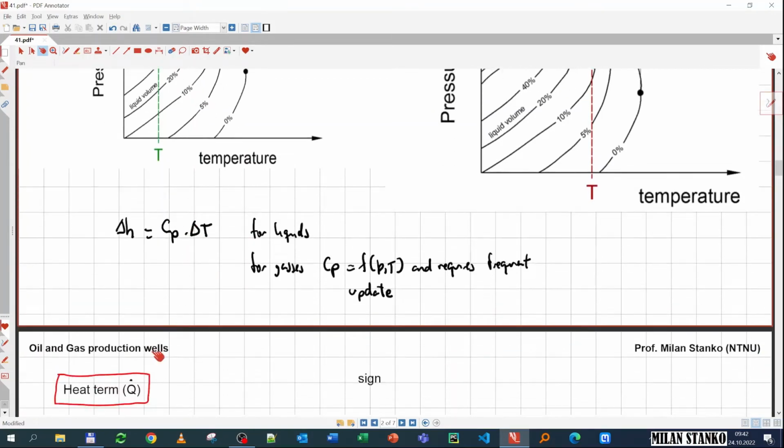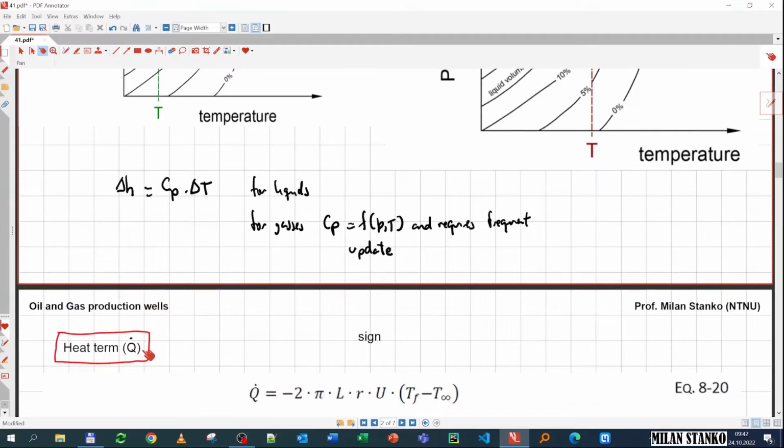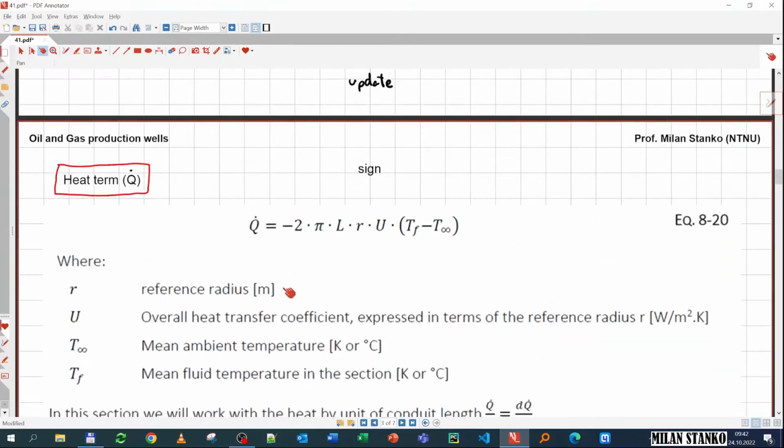So let's go now to the heat transfer term, the Q dot. And the Q dot term is typically expressed like that. We have an area, which is the length times the perimeter of the pipe, 2 pi r. This I is a reference radius. It could be, for example, the inner radius of the tubing, which is often used, but in theory it could be any radius that I want. Then we have the delta temperature, which is the formation minus the ambient.